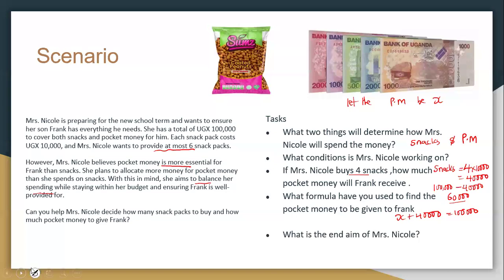Then the last item. What is the end aim of Mrs. Nicole? What do you think she's aiming at? You can put it in the chat what you think. What do you think the aim is? Okay, people are still thinking. Okay, no worries. We are going to continue. We are going to discover.